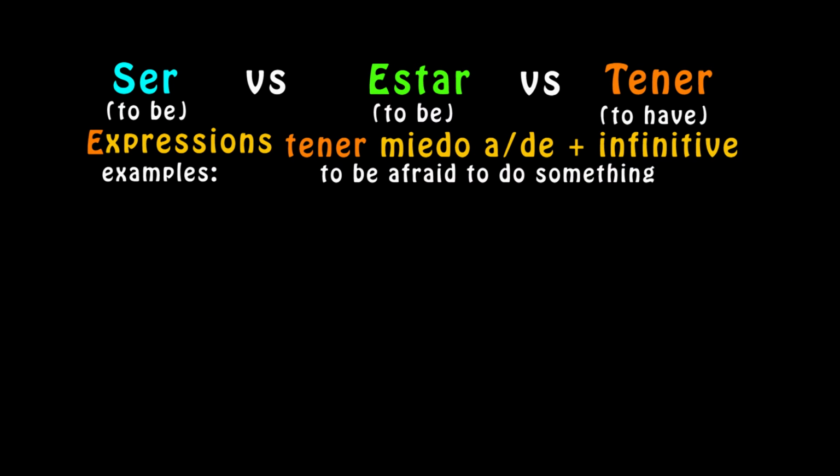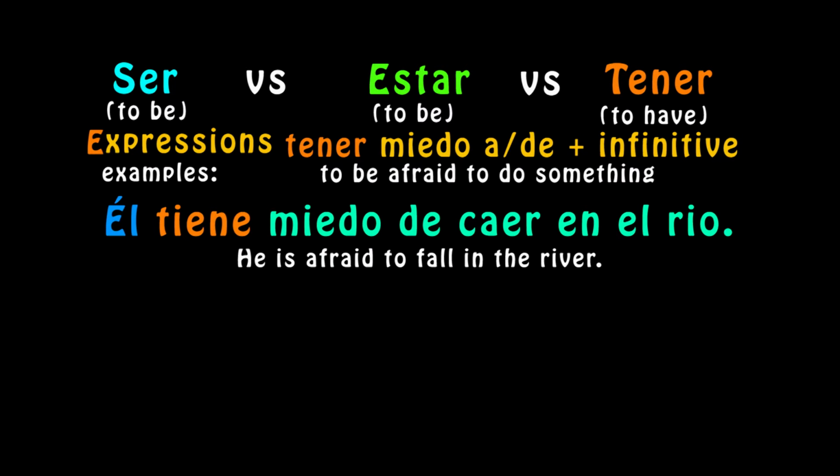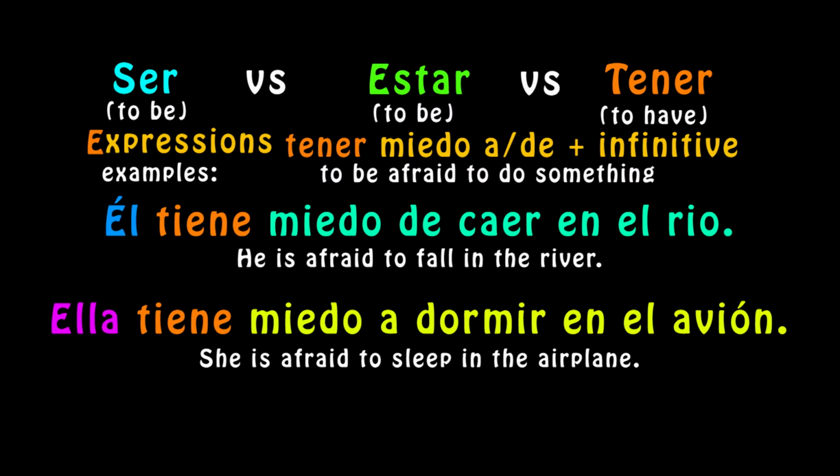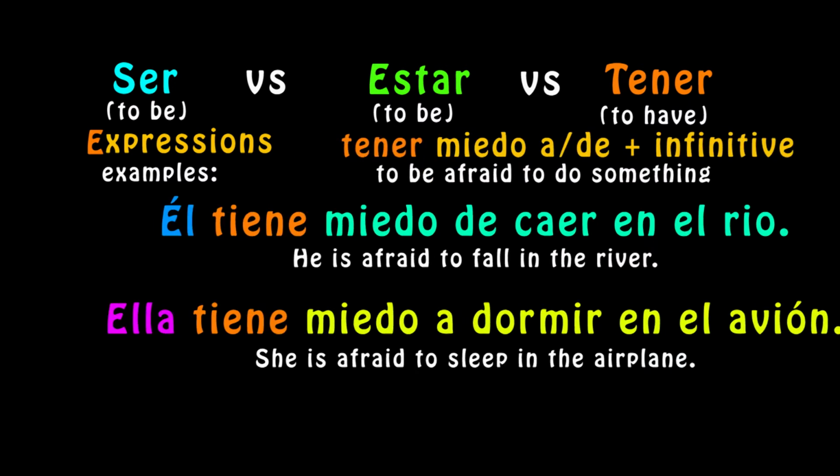Another expression, tener miedo a plus infinitive. Tener miedo de plus infinitive. To be afraid to do something. For example, él tiene miedo de caer en el río. He is afraid to fall in the river. Ella tiene miedo a dormir en el avión. She is afraid to sleep in the airplane.